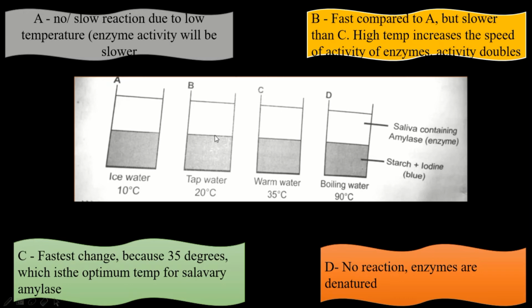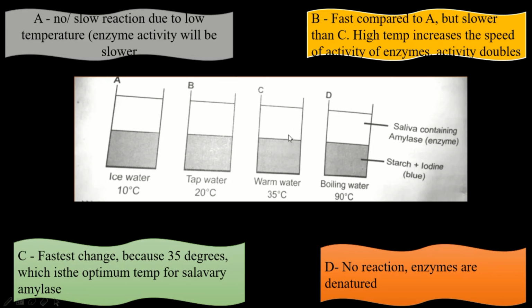Now, because we have increased the activities of our enzymes, that means that our amylase will start to break down starch. So the activities of our enzymes have doubled. But the reaction that is occurring in test tube B is not as fast as what we are about to see in test tube C.